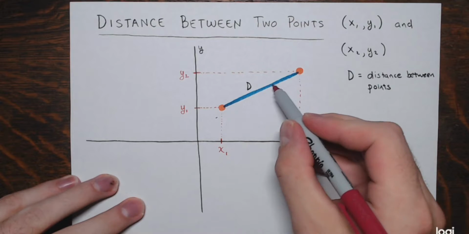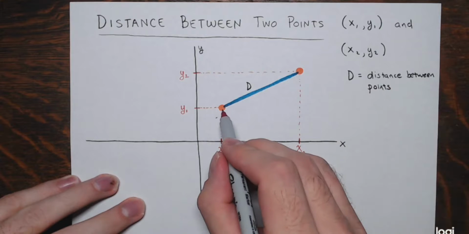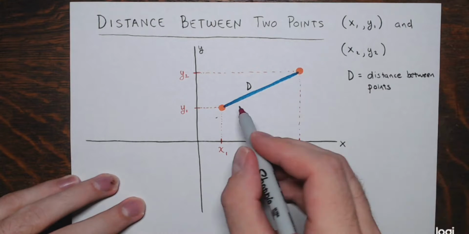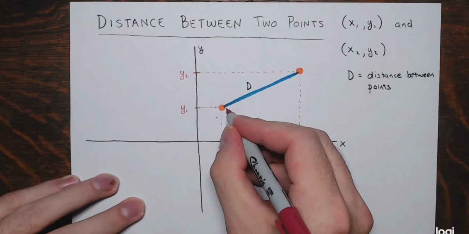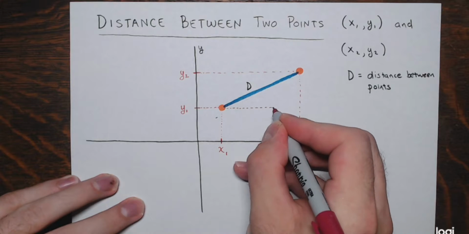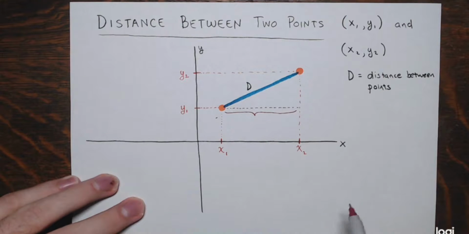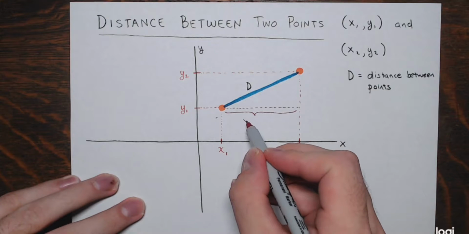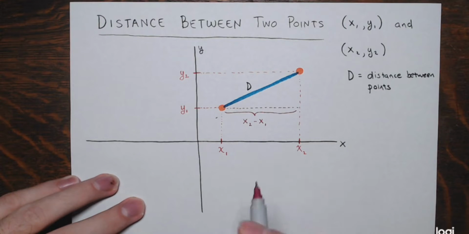So I'm going to draw a little picture of a right triangle. Imagine traveling from my first point with coordinates x1, y1 to the second point with coordinates x2, y2, but remember you can only go left and right and up and down. So here I'd travel to the right this many units, and this distance here would be x2 minus x1. You always take larger minus smaller to get a positive quantity for distance.